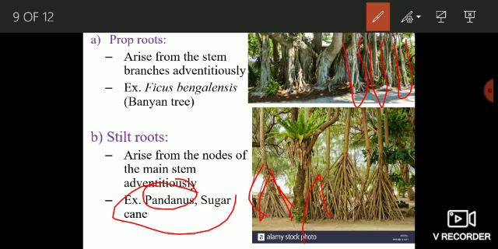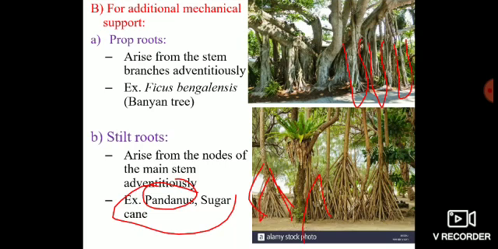The only difference between the prop roots and the stilt roots is, in case of prop roots, the roots arise from the stem branches, while in case of stilt roots, they arise from the main stem. This is the main difference between prop roots and stilt roots.